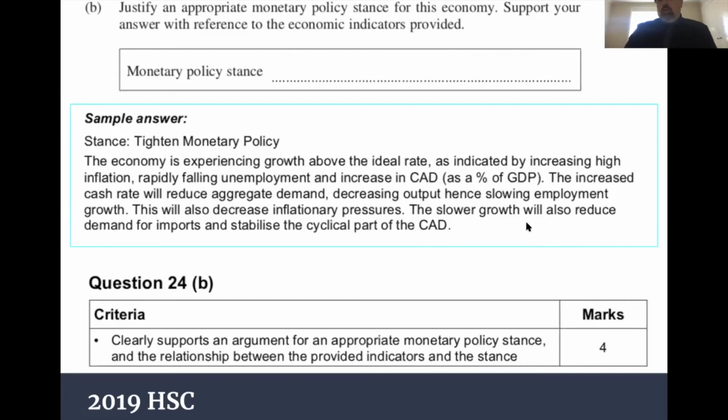Now, what you could do, and again, this is a sample answer from NESA, you could actually put in the data that's showing the increase in inflation, from the table from the previous question, to support that further. When we look at the criteria, it clearly supports an argument and the relationship between the indicators. So the progression of the criteria would then be supports an argument, give features of the argument, etc. All right, let's move on.